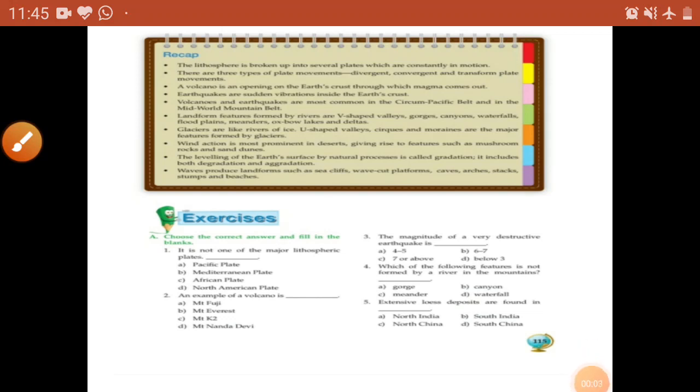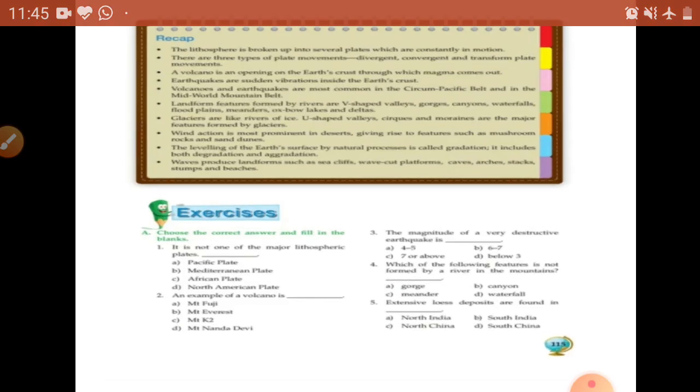Good morning, everyone. Today we are going to solve our geography chapter number 3's exercise. Students, I hope you all understand the explanation of this chapter, and if you have any doubt or query, you can ask me. So let's start the solution of this exercise.